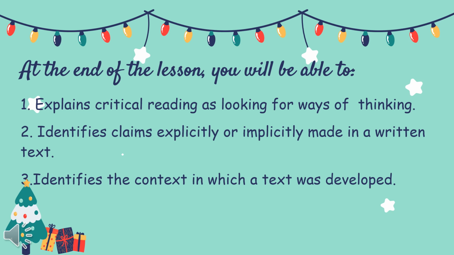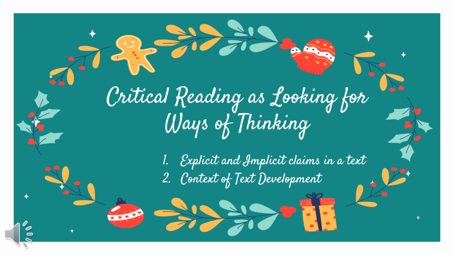Once again, these are the objectives that you need to accomplish at the end of our lesson. Today's lesson is all about critical reading as looking for ways of thinking. In this lesson, we will learn to differentiate explicit and implicit claims in a text. Aside from that, we will also discuss some ways on how to develop a certain text by simply determining its context accordingly.